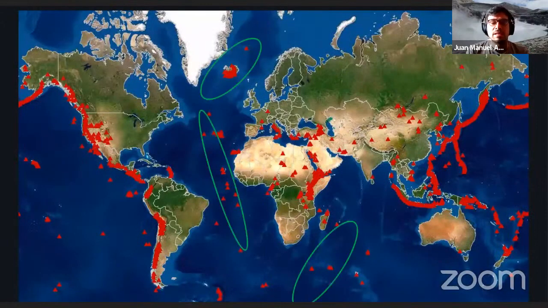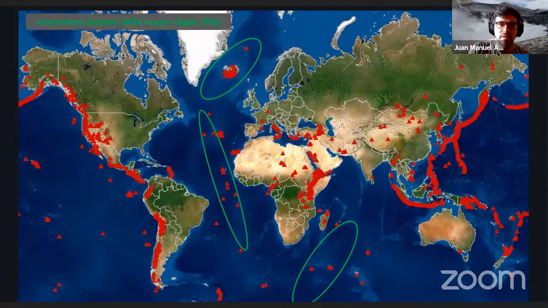Another type of plate tectonic limit related to volcanoes are extensional borders, like mid-ocean ridges or rifts. There are two types.